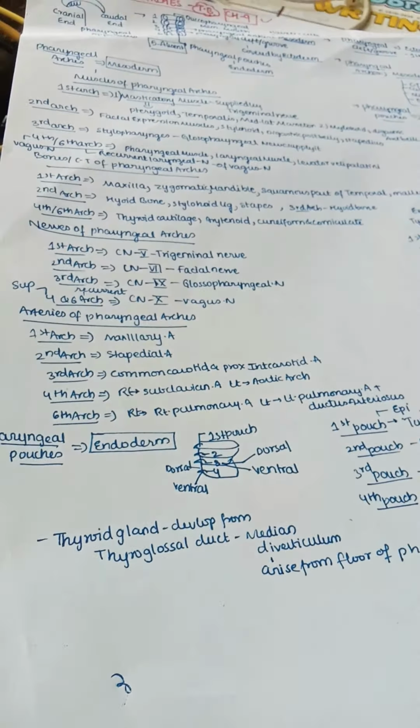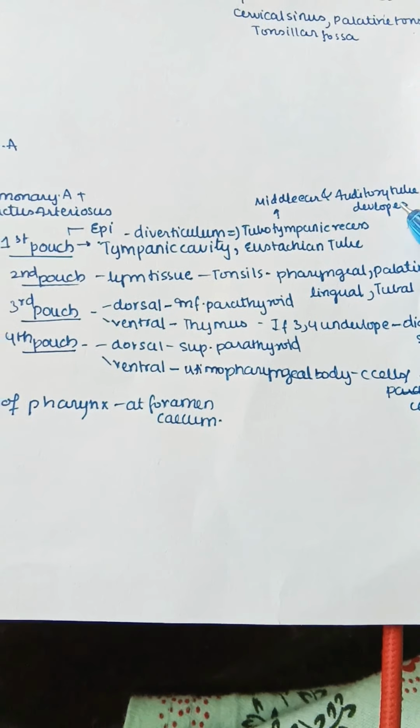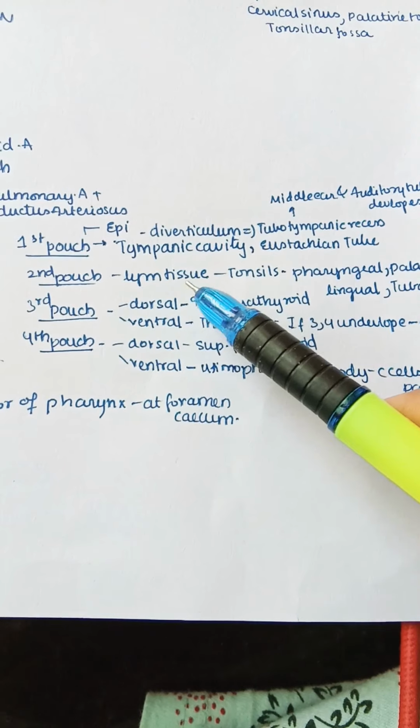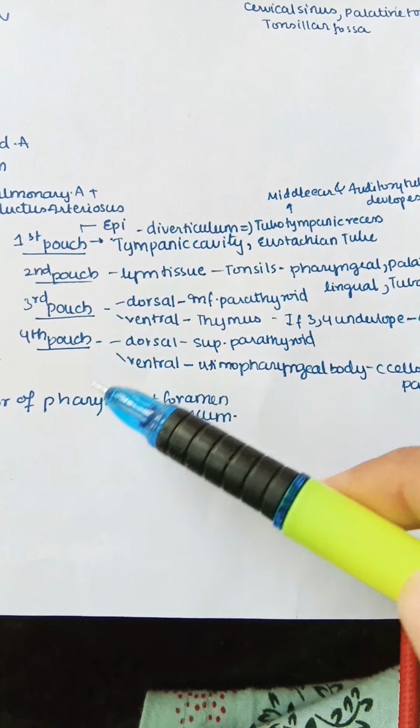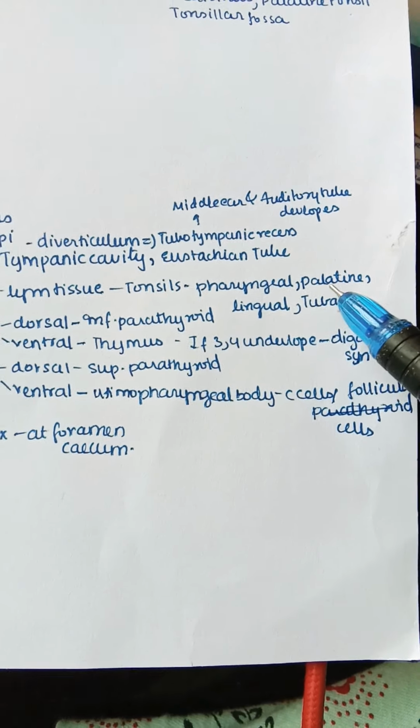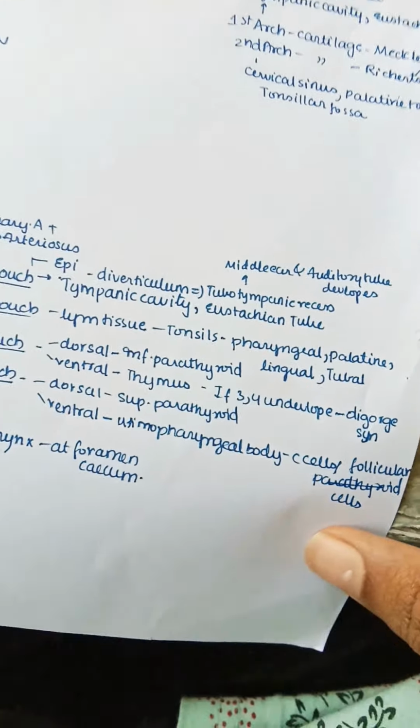So next, coming to pharyngeal pouches. Pharyngeal pouches are endodermal, right? They are divided into dorsal and ventral parts again. The first pouch forms epithelium, and it also forms a diverticulum, mainly the tubotympanic recess, which is present in our middle ear, and the auditory tube develops from this tubotympanic recess. The first pouch mainly gives rise to the tympanic cavity and Eustachian tube. The second pouch gives rise to lymphatic tissues like tonsils: pharyngeal, palatine, lingual, tubal. Palatine is most important, and it is mentioned in our textbook.